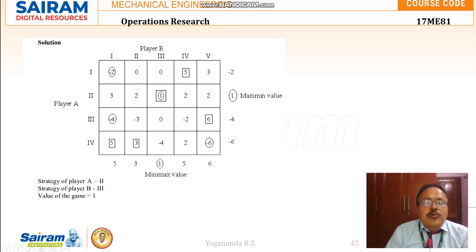Now this 1 is chosen in the second row. That is, player A is having his strategy number 2 as the best option. Similarly, this 1 is existing in the third column, that is column number 3. So player B's best option is the third option. So this is now the saddle point where minimax is equal to maximin. So the value of the game is equal to 1.